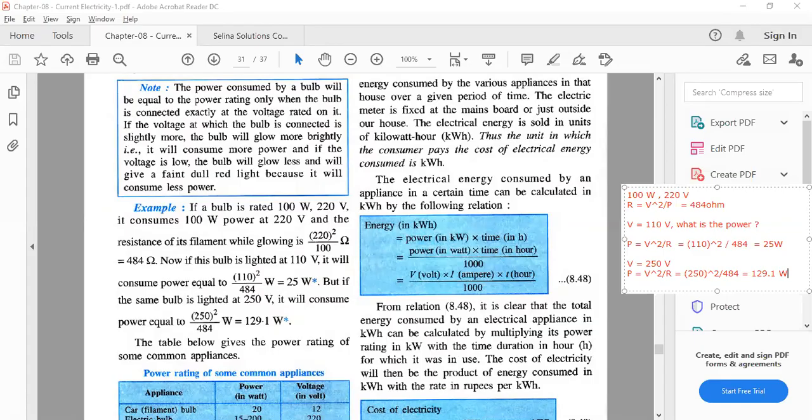So this is a very important example. Please mark it. Okay, I hope you understood. The bulb's resistance remains constant. Power can vary based on the voltage, but the resistance will be the same. Okay? Yes, ma'am. Any doubt in this case?